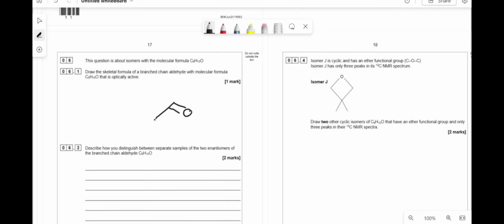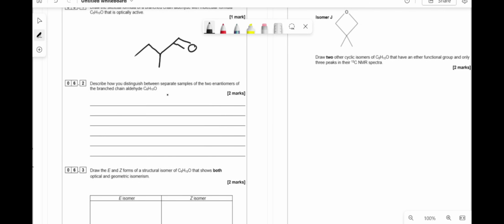And then what I might do is put a carbon in the middle here. So we've got a carbon with a methyl group on it like that, and that's branched. It's got a hydrogen here, it's got a carbon here, and then we can just slap on the rest there. So it's 1, 2, 3, 4, 5, which fits the formula C5H10O. And this middle carbon has 4 different groups. So it's chiral, therefore it has optical activity. Describe how you distinguish between separate samples of the two enantiomers of the branched chain aldehyde C5H10O.